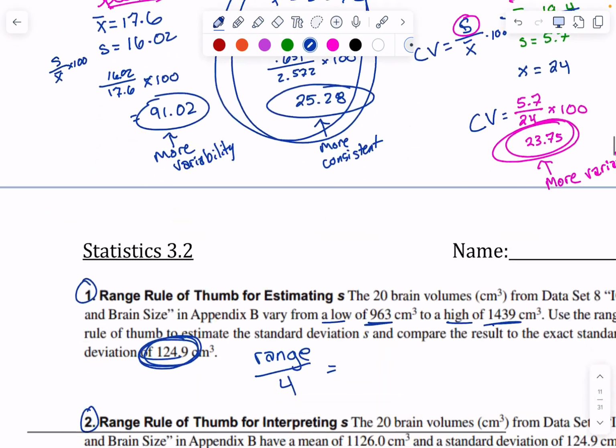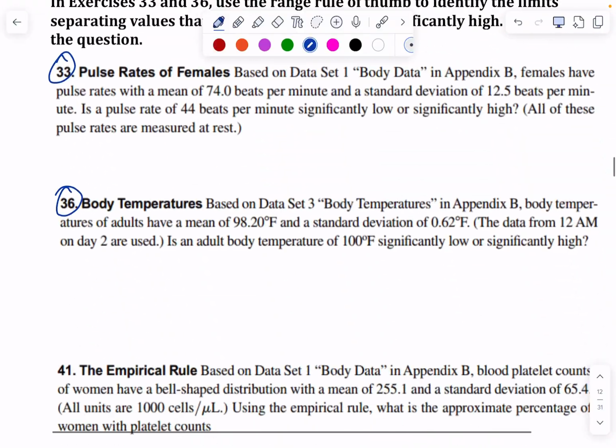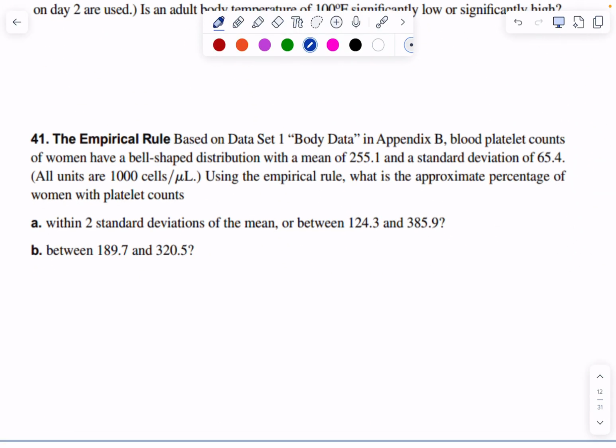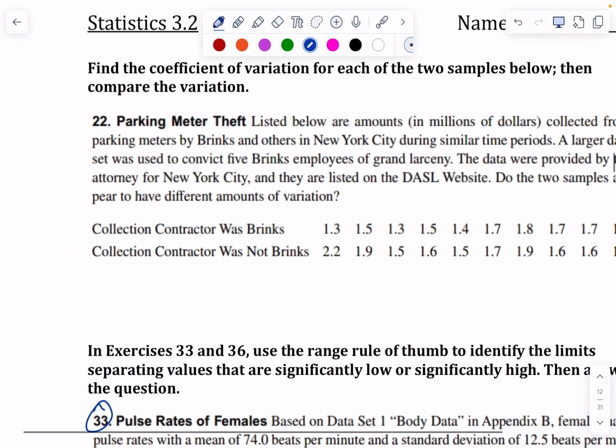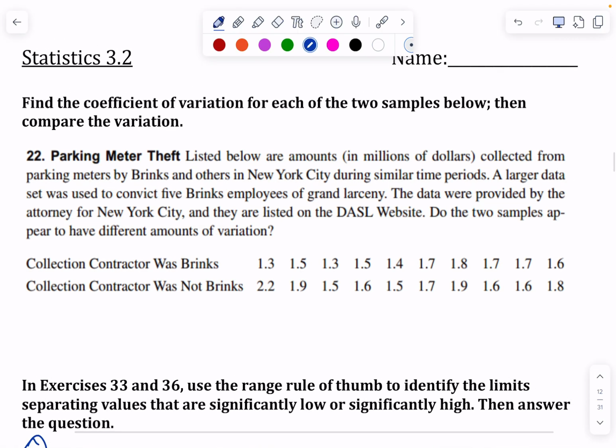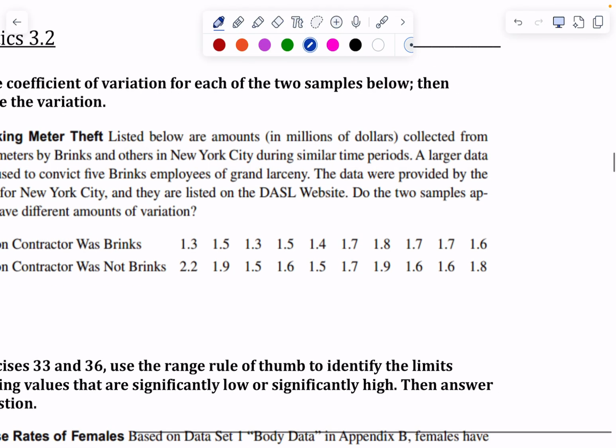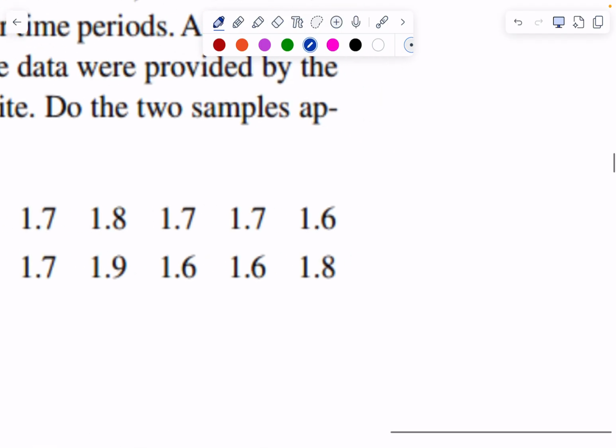So on the whole, there is that. That homework problem is number 22. Let's do it together. I'm going to show you how to calculate standard deviation using your device, X bar and S. Those are the two things that we need for both of these data sets.